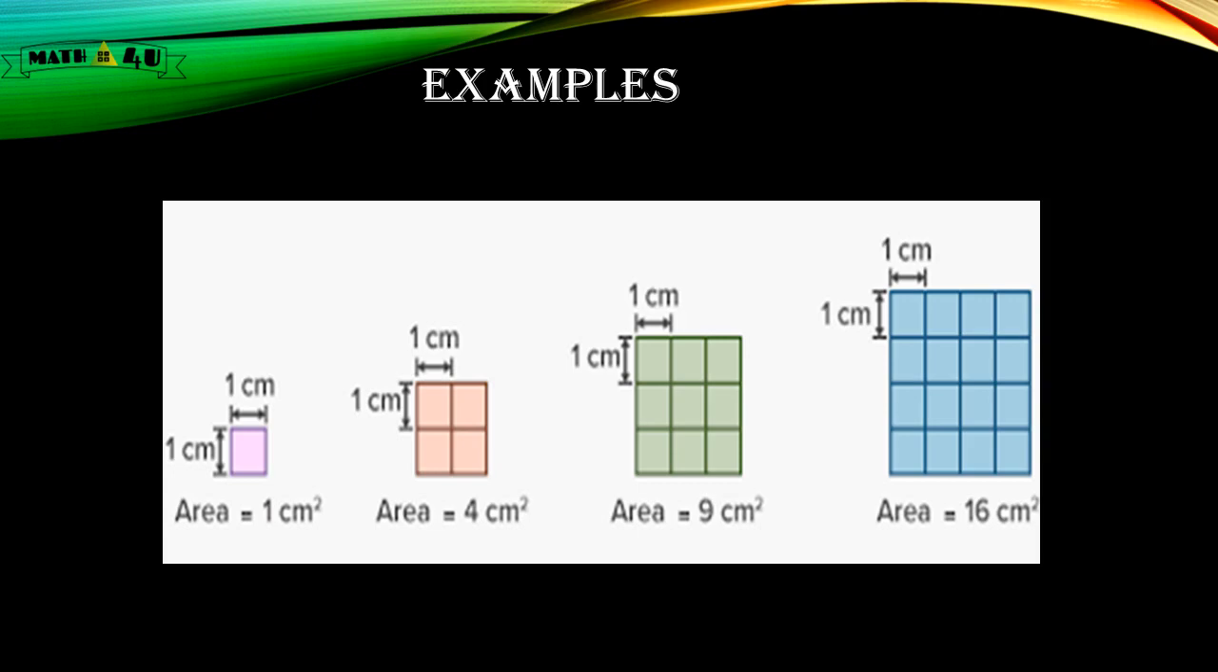Similarly, you can look at the second, third and fourth diagram. Second diagram consists of 4 squares. Therefore, the area is 4 centimeter square. And the third diagram consists of 9 squares. So, the area is 9 centimeter squares and so on.